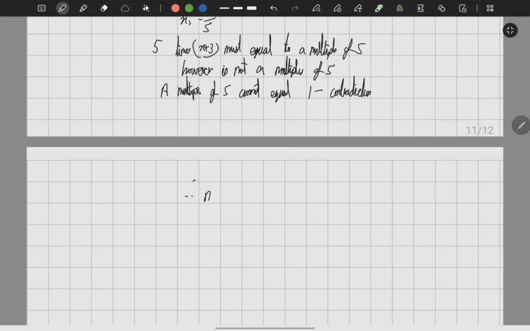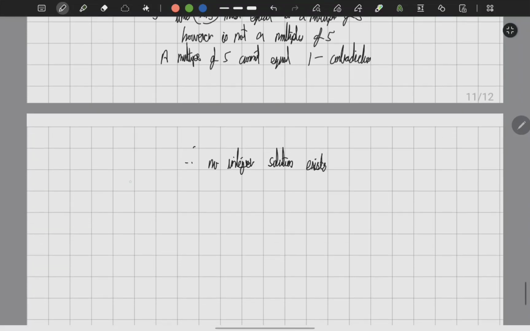Therefore, no integer solution exists. There we go. Quite a simple proof, easy to see. Okay, next proof, proof 7. So this is a bit different. It's the same concept, but it's a tiny bit different.